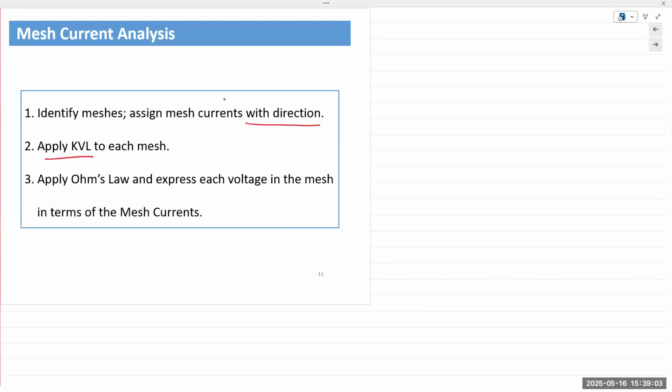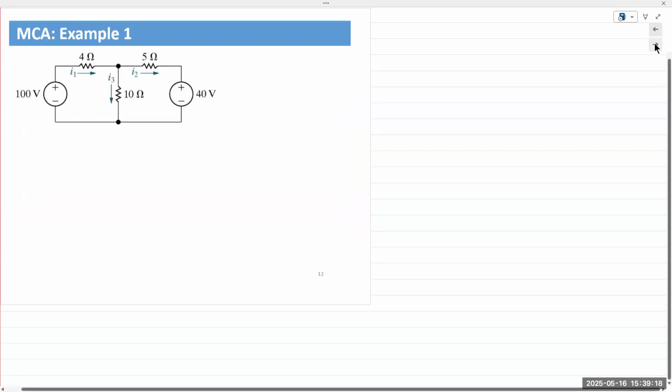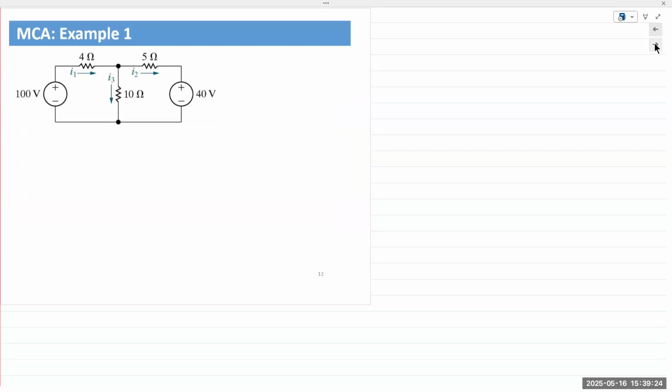Apply KVL and then apply Ohm's law. Okay, and then finally reduce each equation to a linear equation in the form of AX plus or minus BY plus or minus CZ, and then solve those linear equations. All right, calculators out, and let's solve this problem.